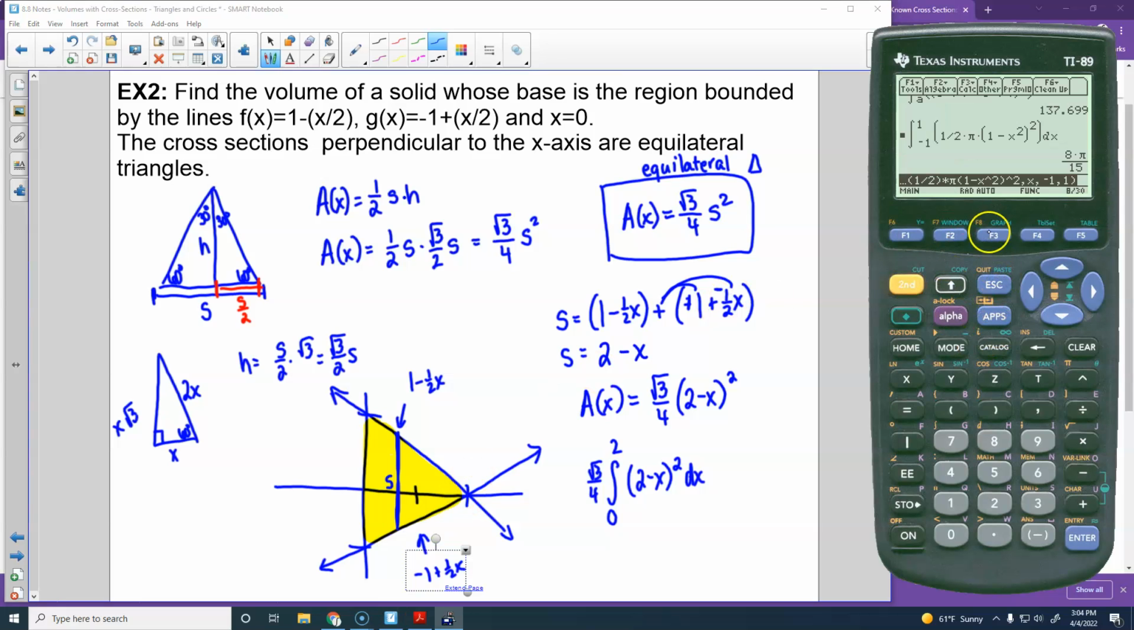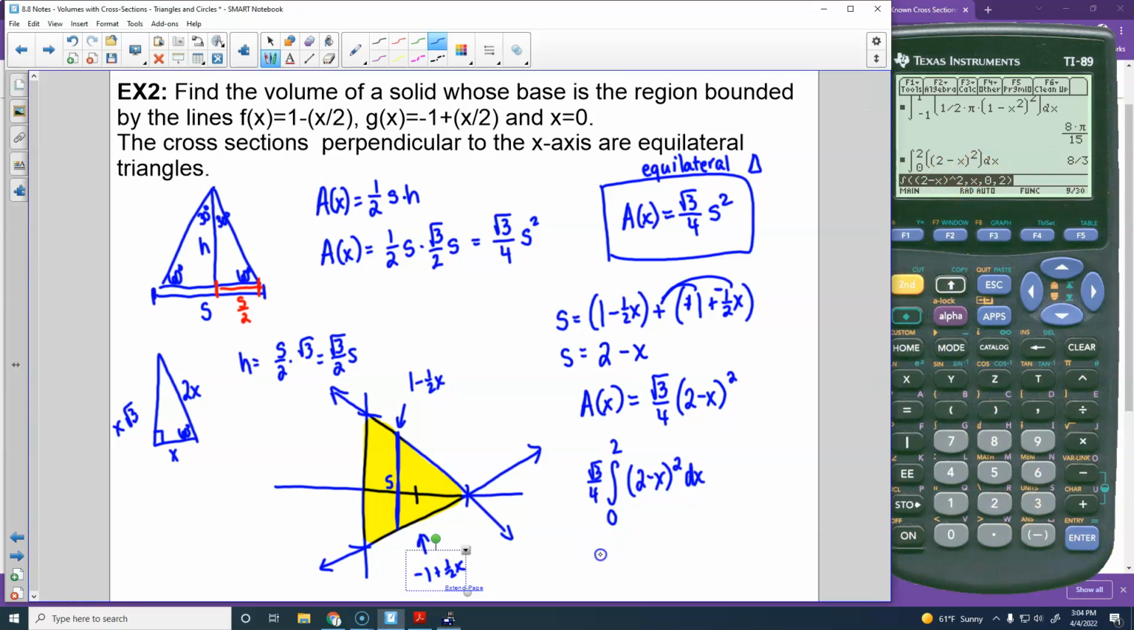So if we integrate that on the calculator, and again, this is one that could be done by hand pretty easily, but I forgot to multiply it by square root of 3 over 2. So square root of 3 over 4 times 8 thirds is going to be, let's see, that would reduce to 2 root 3 over 3.